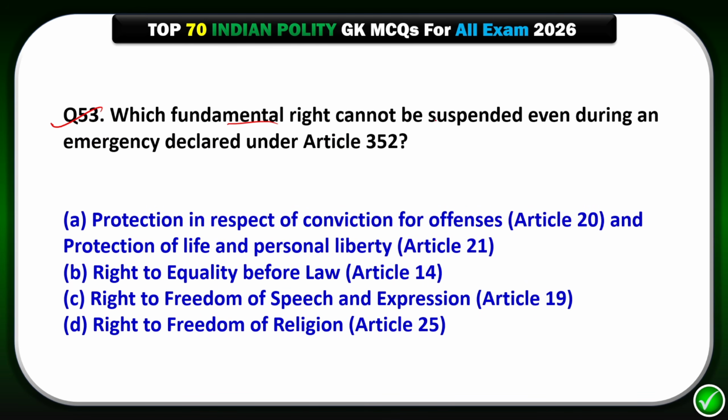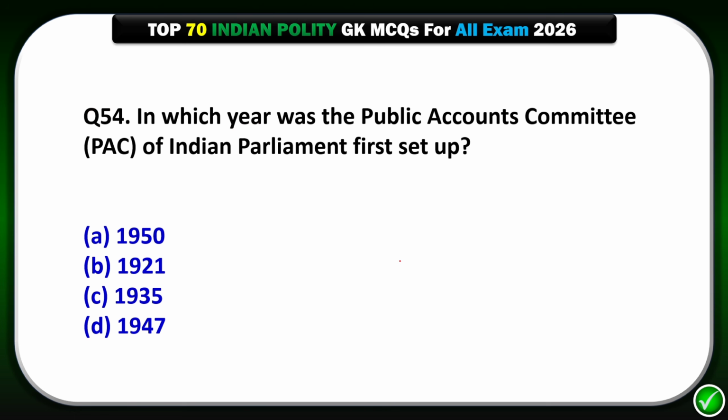53. Which fundamental right cannot be suspended even during an emergency declared under Article 352? Option number A, protection in respect of conviction for offences, Article 20, and protection of life and personal liberty, Article 21. 54. In which year was the Public Accounts Committee of Indian Parliament first set up? Option number B, 1921.